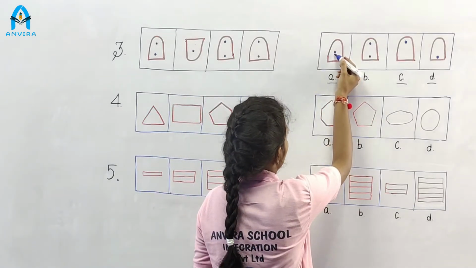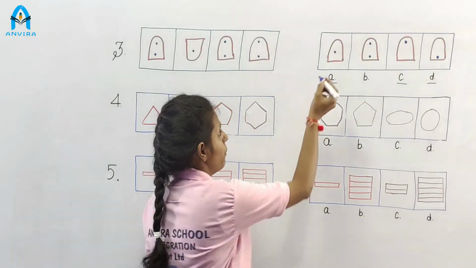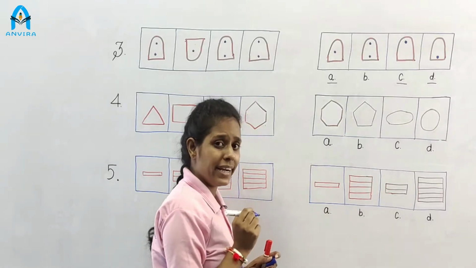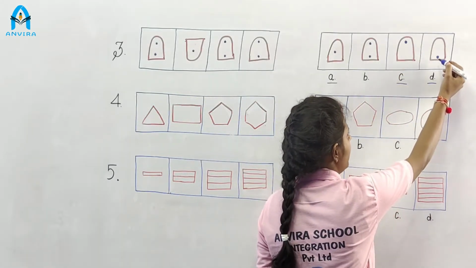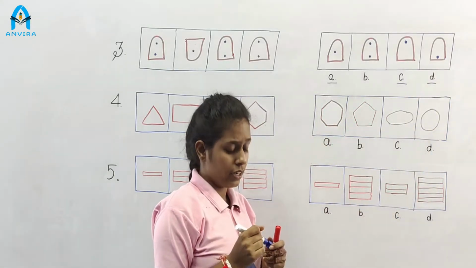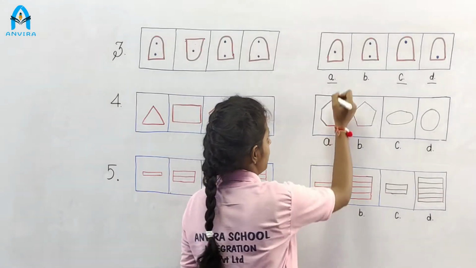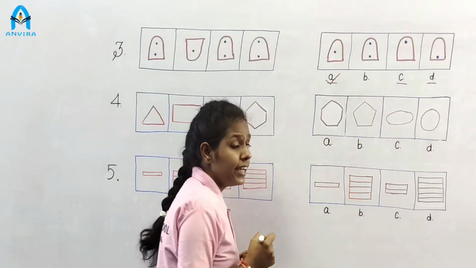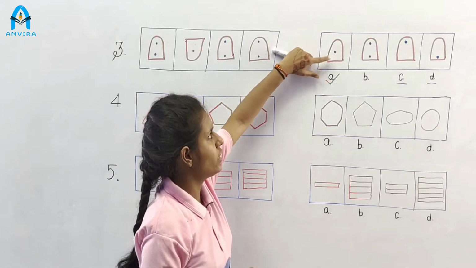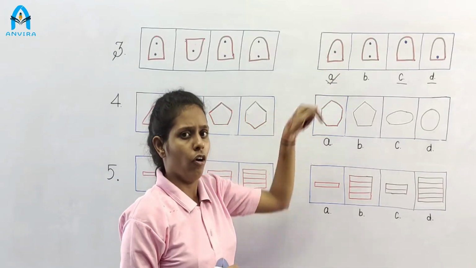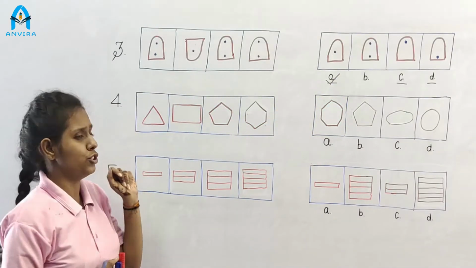Option A, yes, here is a dot in the middle of this pattern. Here is the upper side, and in option D, the dot is on the lower side. Now tell me, which is our correct option? Our correct option is option A. Why? Because here is a dot in the middle of the pattern. Let's go to our next question.